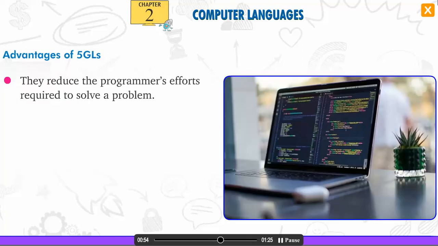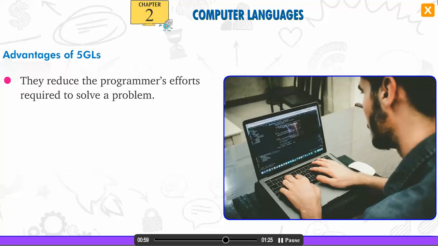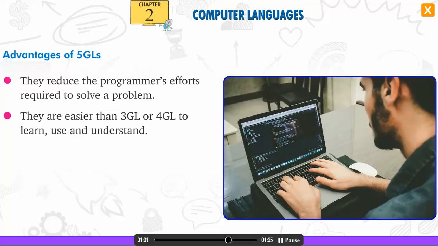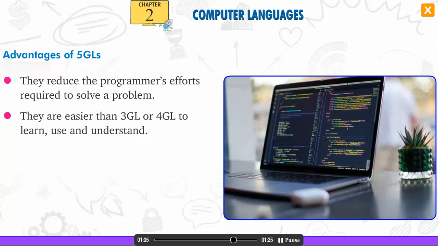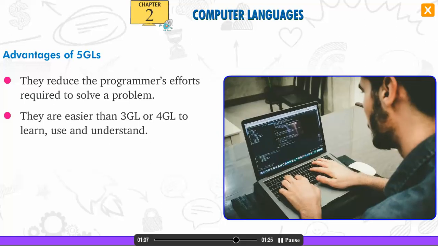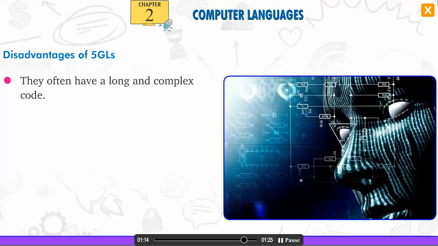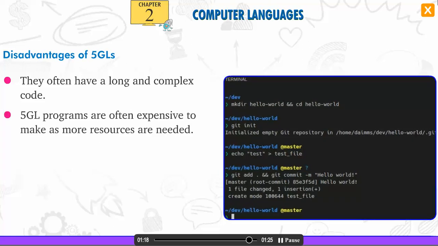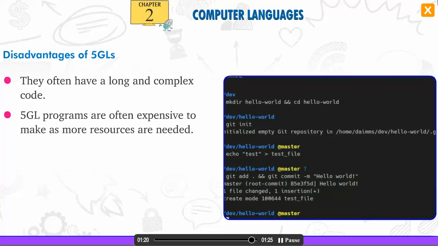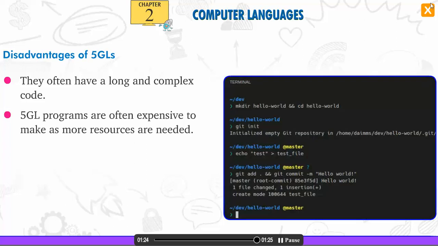Advantages of 5GLs. They reduce the programmer's efforts required to solve a problem. They are easier than 3GL or 4GL to learn, use and understand. Disadvantages of 5GLs. They often have a long and complex code. 5GL programs are often expensive to make as more resources are needed.